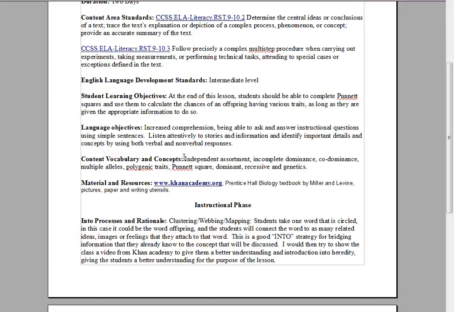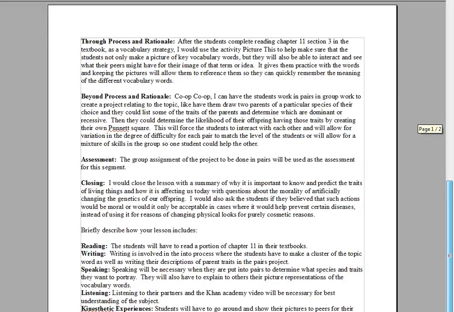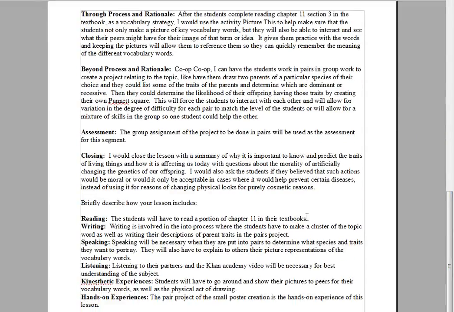Some of the words are independent assortment, incomplete dominance, codominance, and the Punnett square. So some of the really important vocabulary words in this type of unit would be readily accessible to them, and they would be able to make a definition for those words with little drawings as well. And they'd be able to see what their peers drew for those vocabulary words as well.